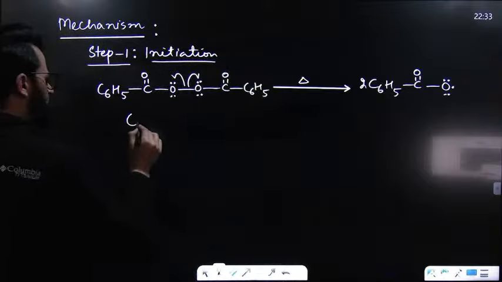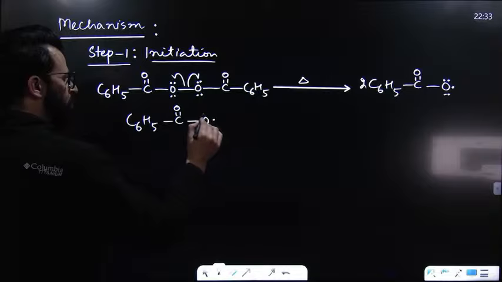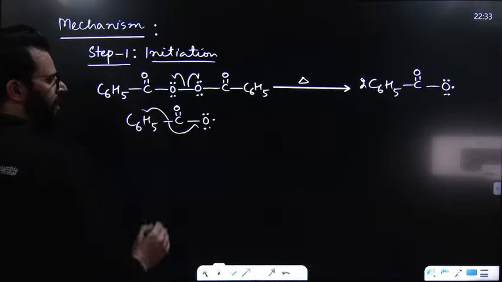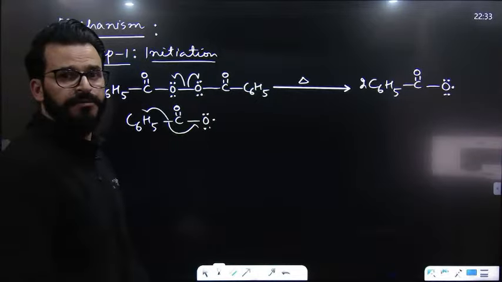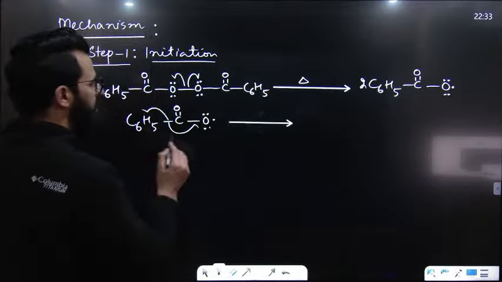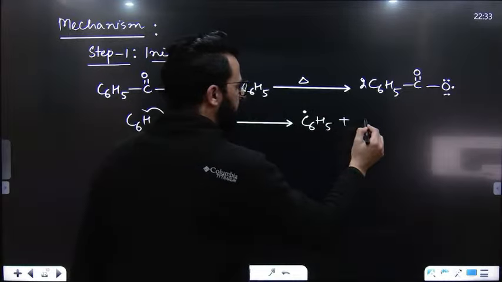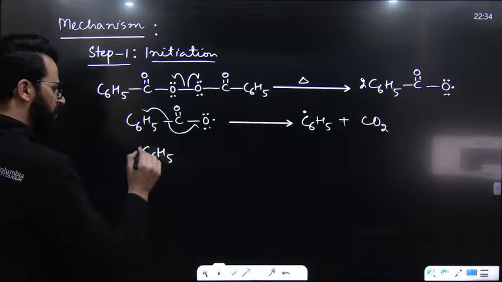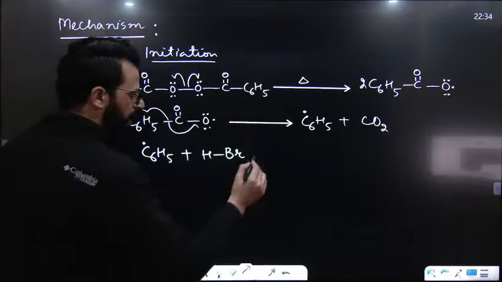Then this odd electron species, C6H5 double bond O radical, benzoyl peroxide radical, will simply break this carbon-carbon bond and it will become O double bond C double bond O. That means it will become carbon dioxide, and C6H5 radical will be formed. After that, this C6H5 radical will react with our reagent, that is HBr.